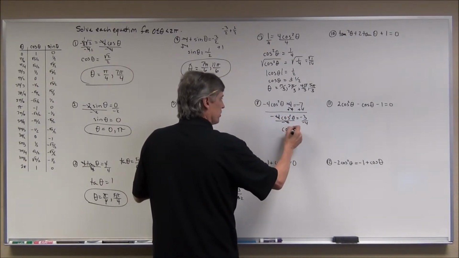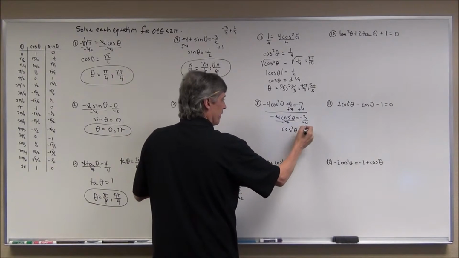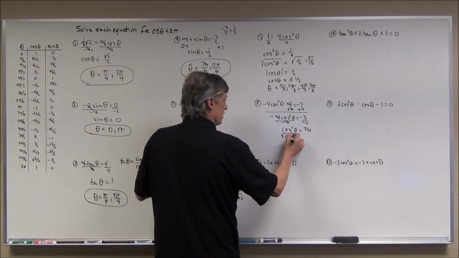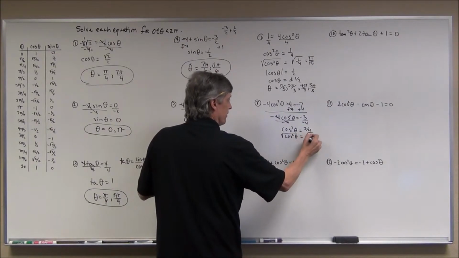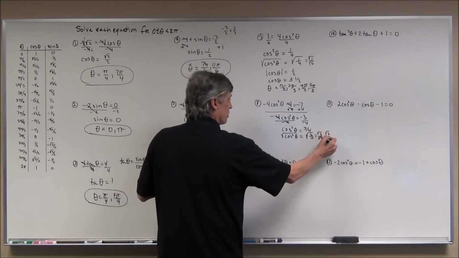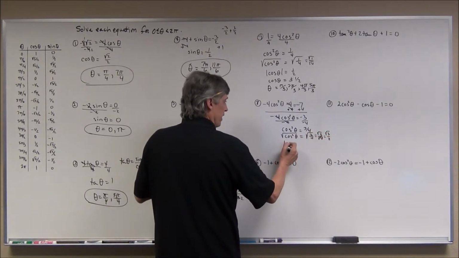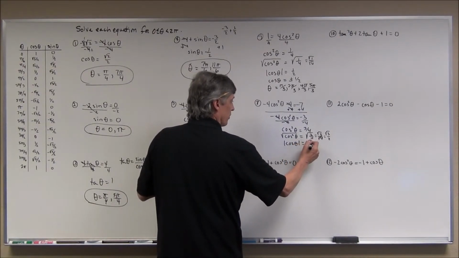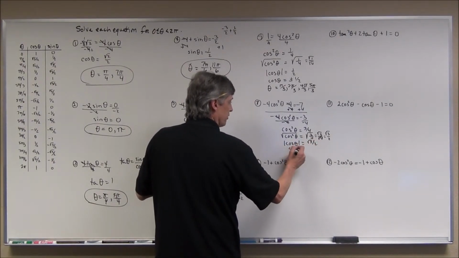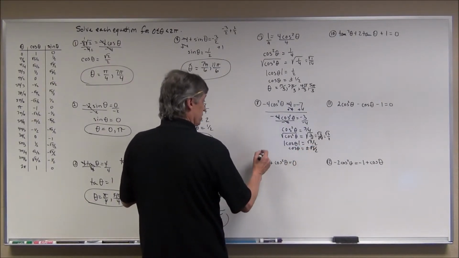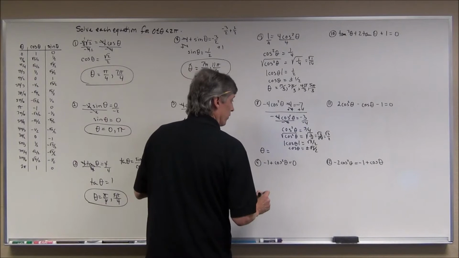I have cosine squared theta is equal to negative over negative, that's positive 3/4. I'm going to take the square root of both sides. Now the square root of 3/4 is the square root of 3 over the square root of 4, which is the square root of 3 all over 2. So I get the absolute value of the cosine of theta is equal to the square root of 3 over 2. So I get cosine theta is equal to plus or minus the square root of 3 over 2. And I'm running out of space here. I'll bring my theta equals way over here.